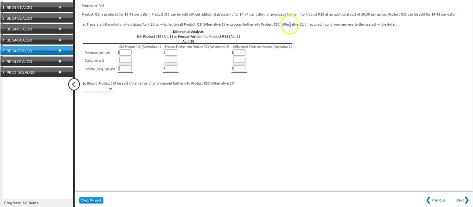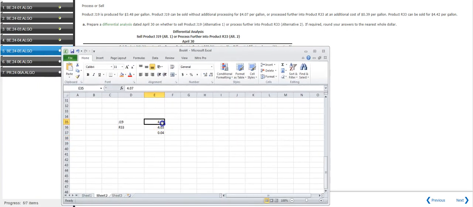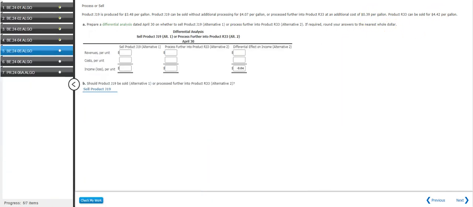So alternative 2 is we don't want to do that, so this is going to be entered as a negative. I'm looking for units. Sometimes they tell us units in here, but if this is just for a single unit, this is the correct answer. Yeah, I don't see anything where they're talking about units. We should sell product J19. We shouldn't process it further because it produced less net revenue. The other one produces $4.07. The other one, after we take out the cost of doing so, is a lower number. We want to maximize revenue.